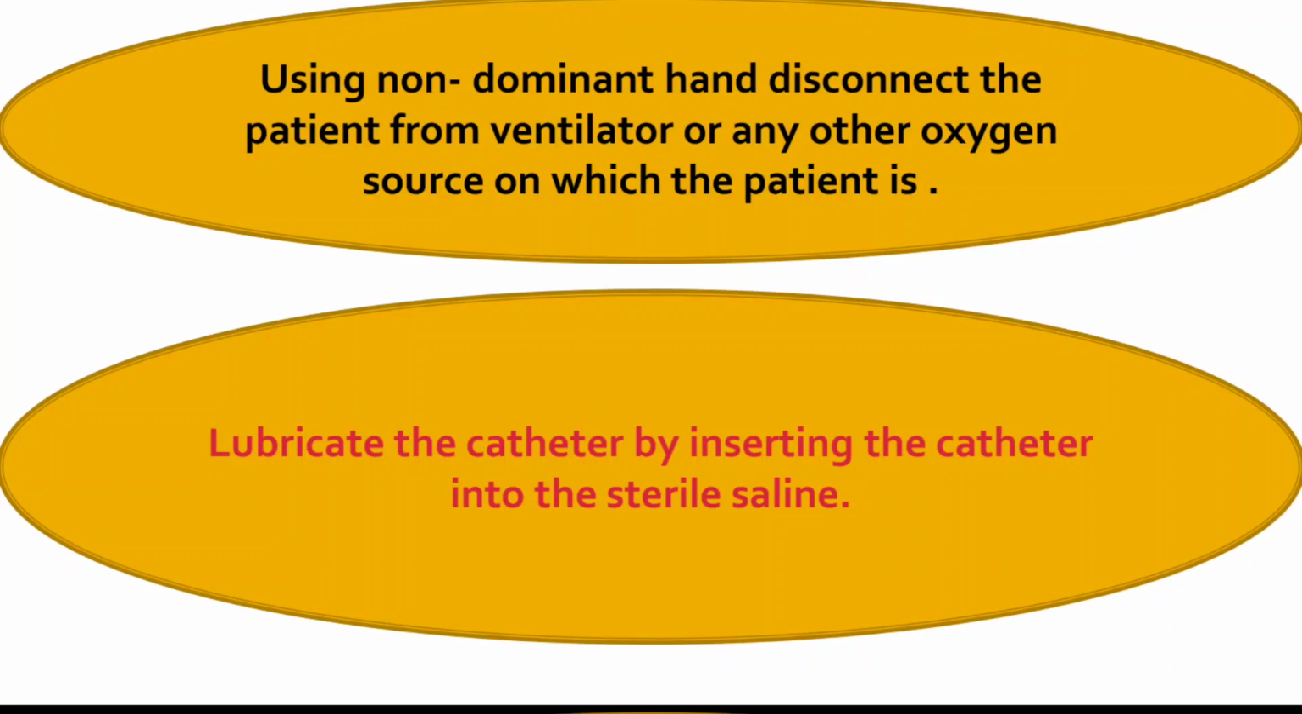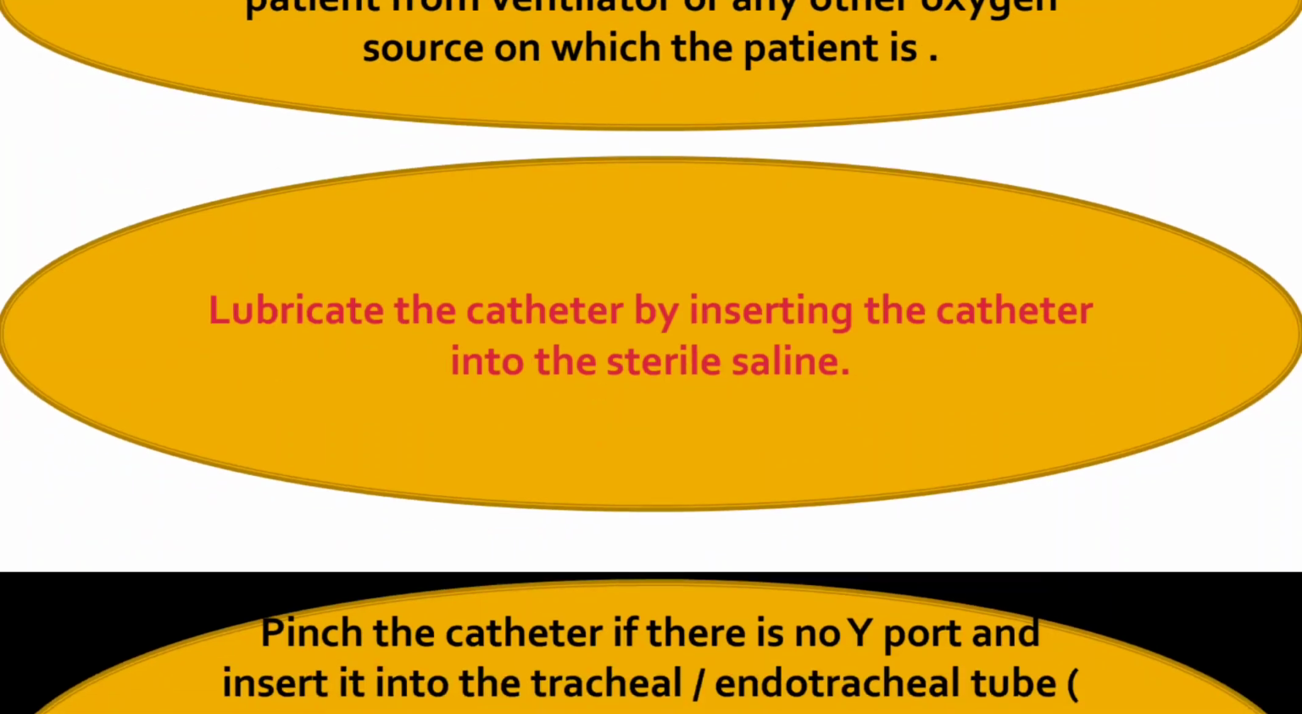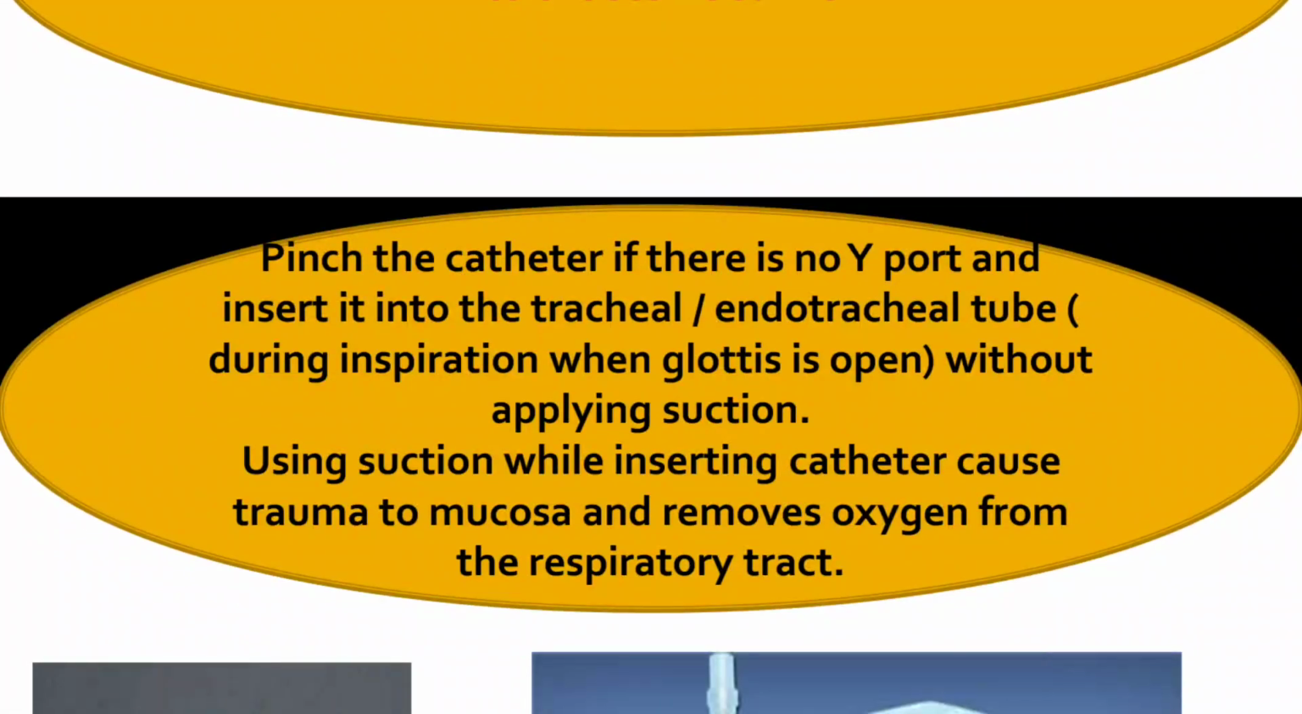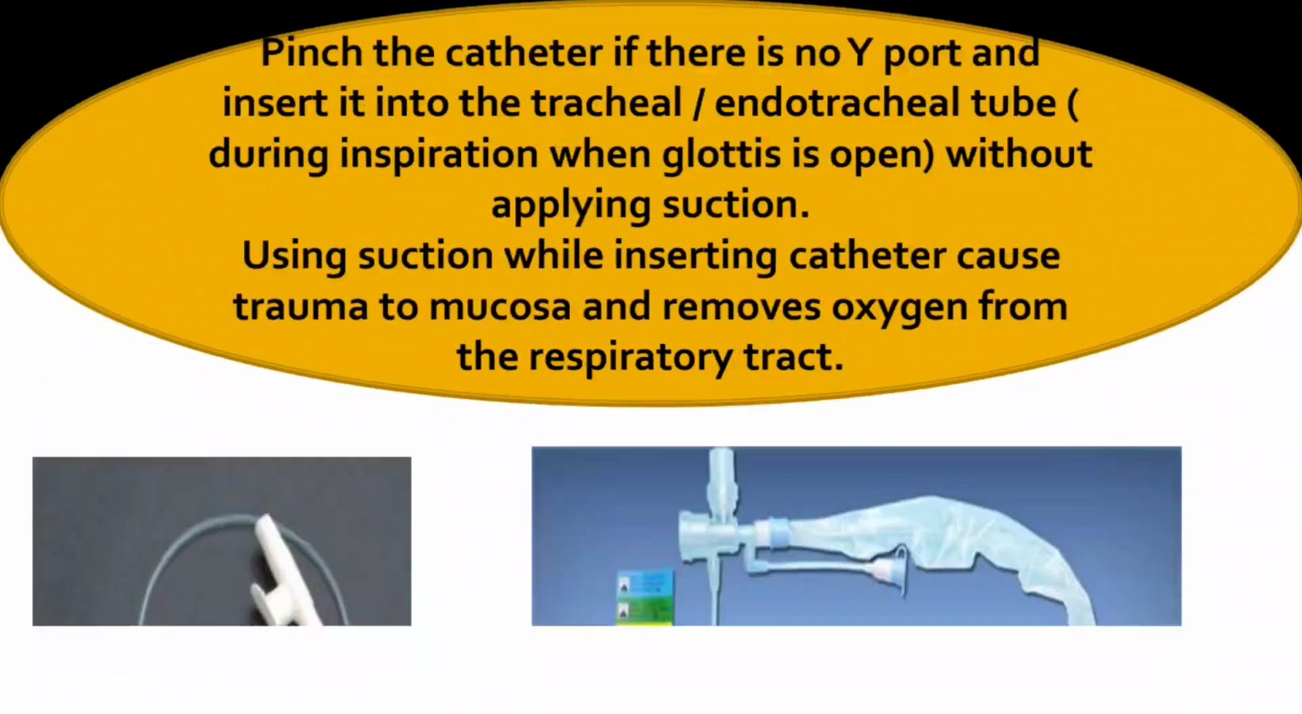Lubricate the catheter by inserting it into the sterile saline. Pinch the catheter if there is no Y port and insert it into the endotracheal tube during inspiration, when the glottis is open, without applying suction. Using suction while inserting the catheter causes trauma to the mucosa and removes oxygen from the respiratory tract.